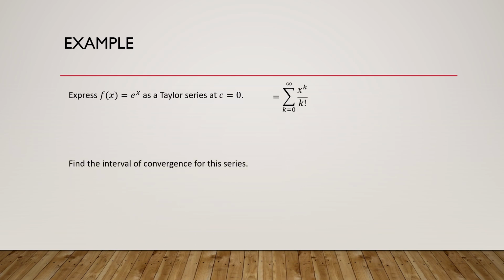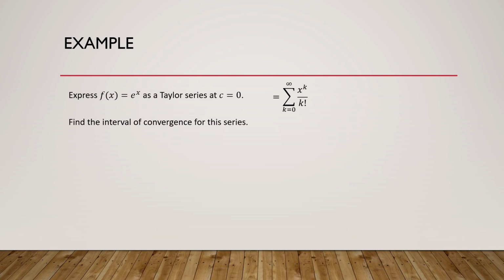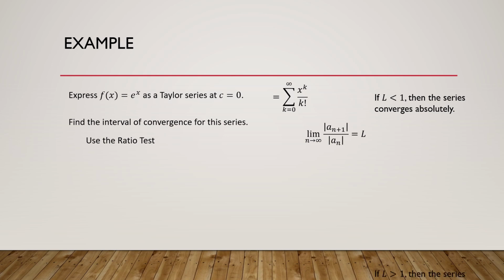Next, we determine the convergence of the same series. For this, we can use the ratio test. Remember the ratio test from a previous video. It states that the limit, as n goes to infinity, of the absolute value of a sub n plus 1 over the absolute value of a sub n equals L. If L is less than 1, then the series converges absolutely. If L is greater than 1, then the series diverges. If L is equal to 1, then the test provides no information about convergence or divergence.